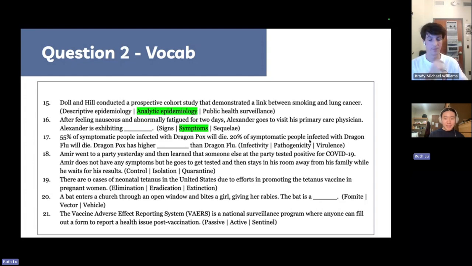And next, 55% of symptomatic people infected with dragonpox will die, and 20% of the symptomatic people infected with dragon flu will die. Dragonpox is higher than dragon flu. And then the words are infectivity, pathogenicity, and virulence. So take a moment to think about it.